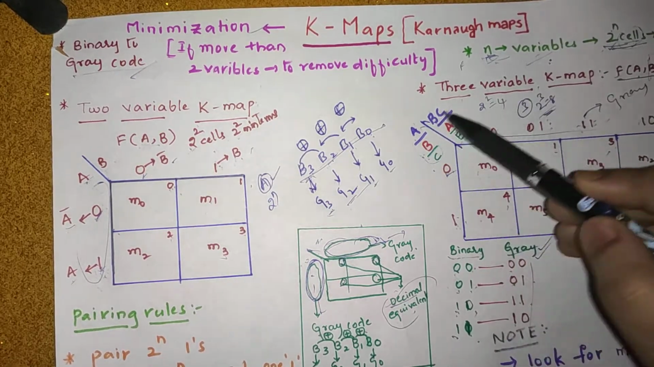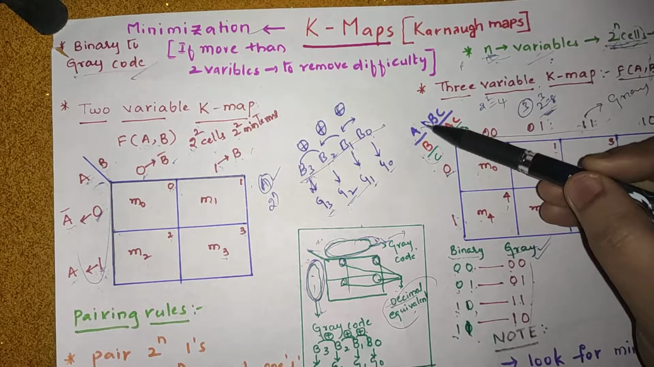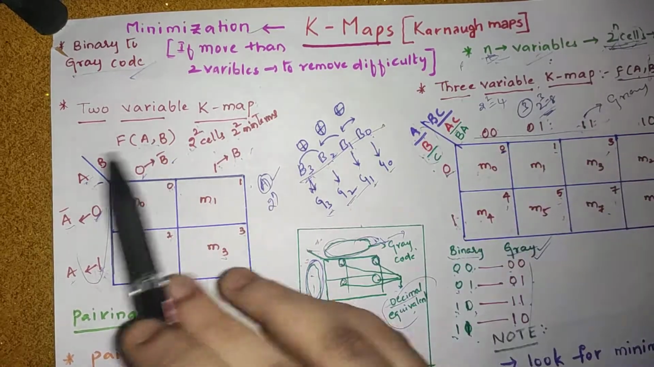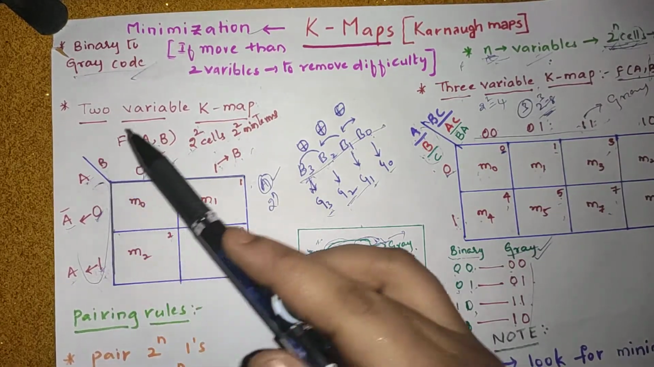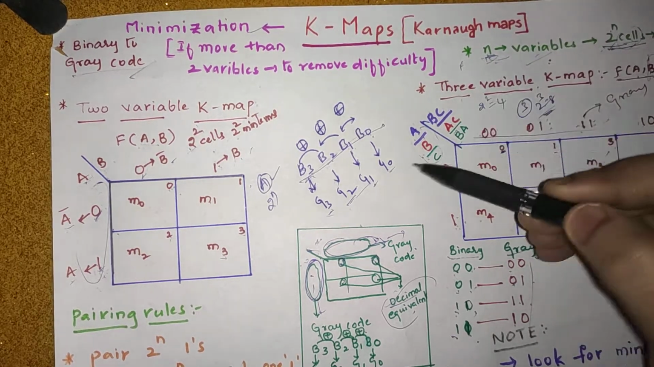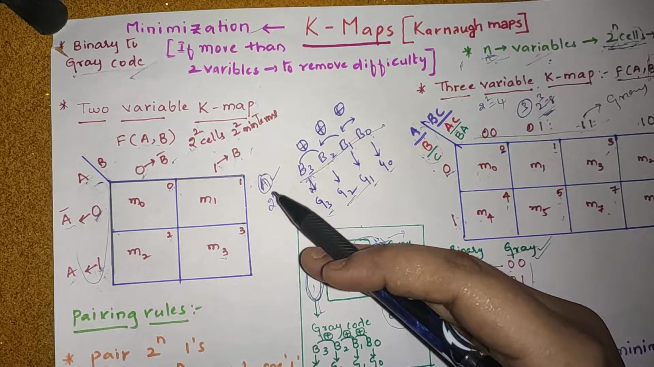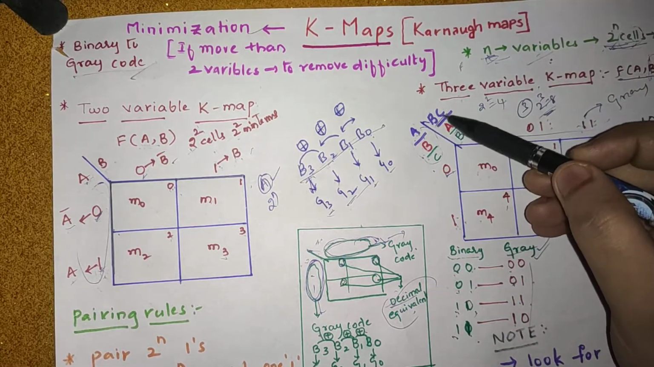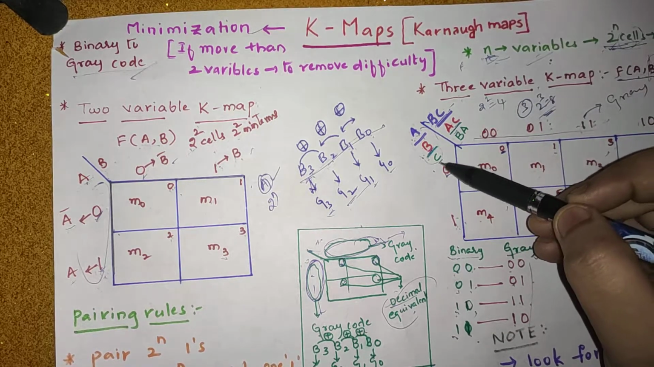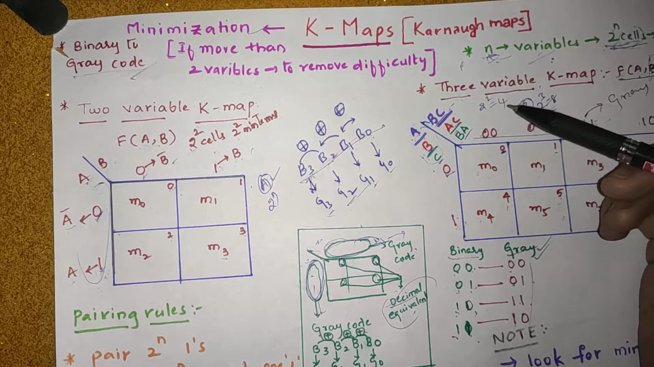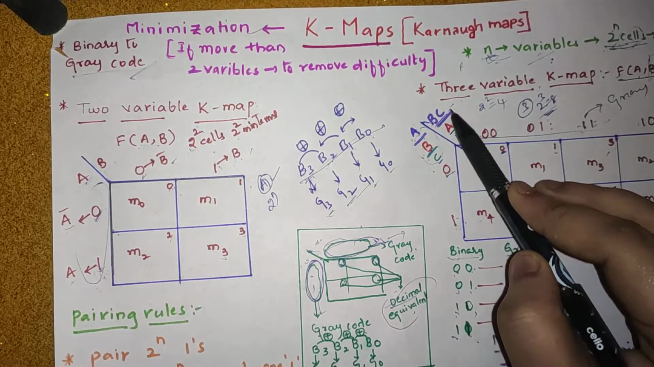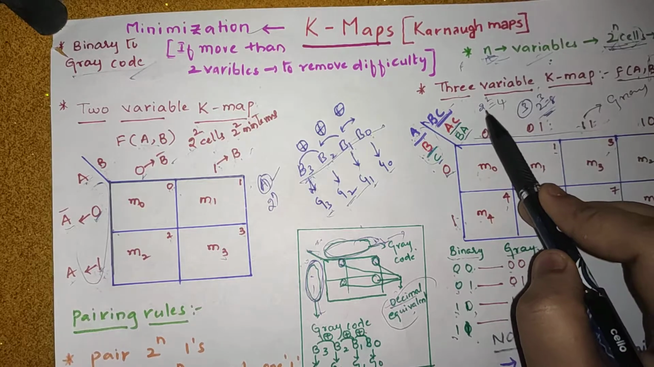So in the 3 variable K-map we have only one line, so we need to write on 2 sides. In the case of 2 variables we write 1 variable on either side of the line. In the case of 3 we need to combine 2 variables: we write a combination of 2 variables on one side and the remaining one on the other side. If we write A, then here it is BC. If we write B, here AC. If we write C, here it is AB. In this way we need to write. Here 2 variables are combined, so the number of possible combinations is 2 power 2, that is 4.